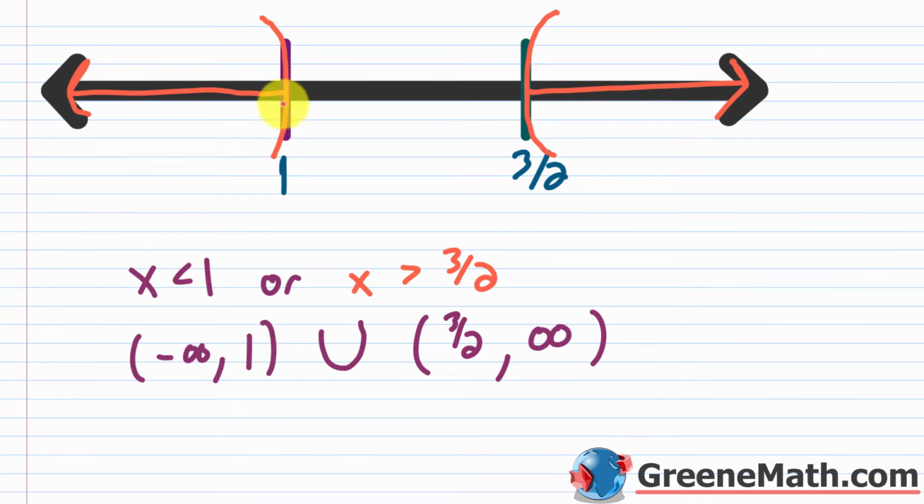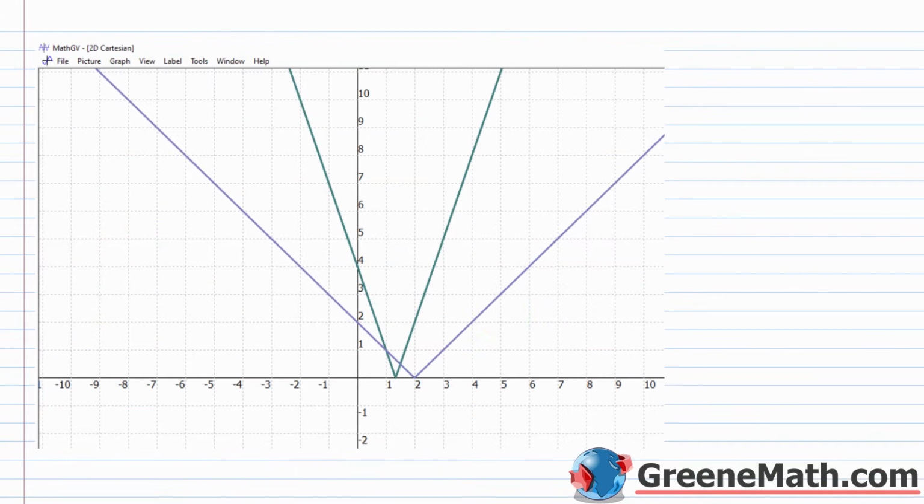So we can see graphically that x can be anything that is less than 1, or x can be anything that's greater than 3/2. Once again, if you're struggling with these types of problems, you can graph them, use Desmos. We had the problem where we said the absolute value of 3x minus 4 is greater than the absolute value of x minus 2.